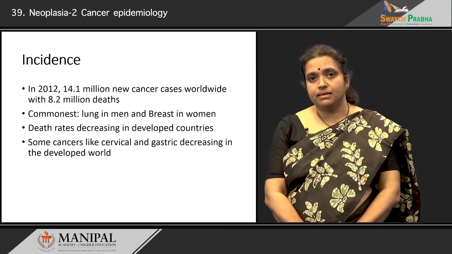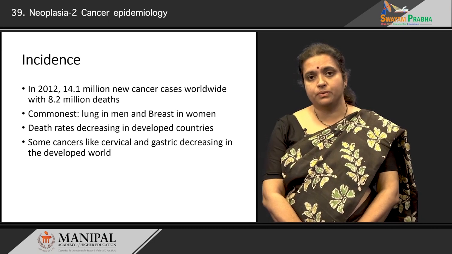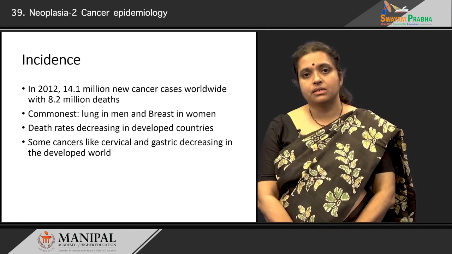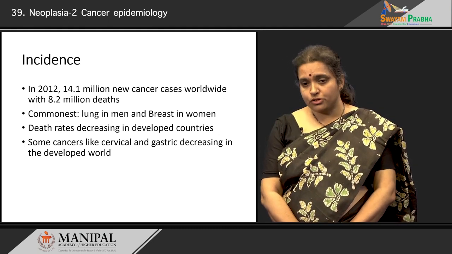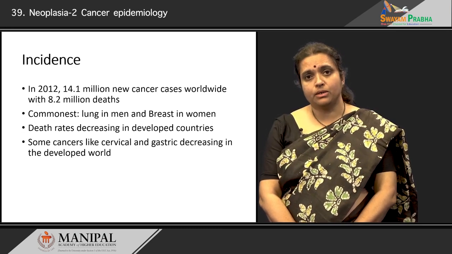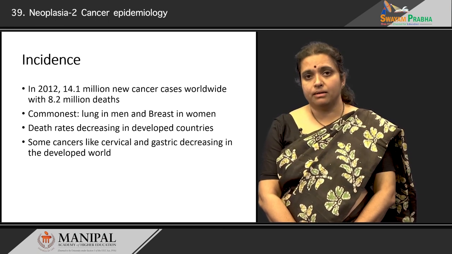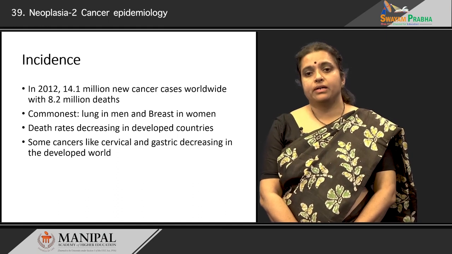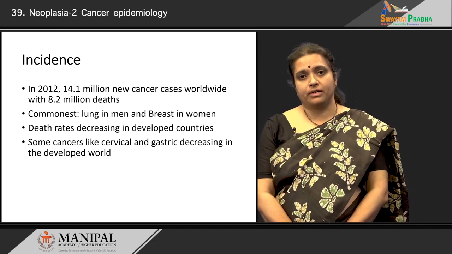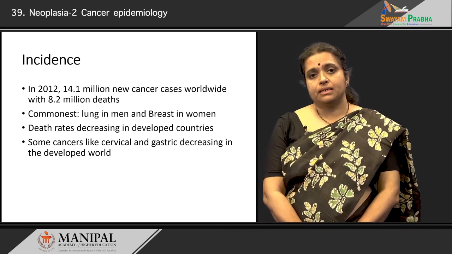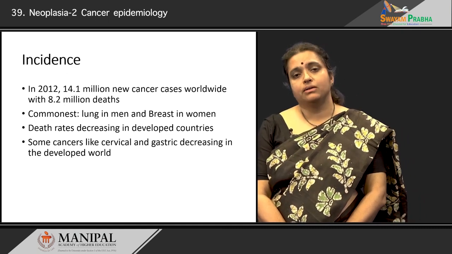Now, the death rates have been decreasing in the developed world. This is because of many reasons. These cancers are picked up early in those parts of the world. They have better economic conditions. They have different cancers. So, the death rates have been decreasing. Some cancers like those of the cervix and stomach are decreasing quite a bit in the developed world. This is because, as you know, cervical cancer has a screening program in those parts of the world, and they are picked up very, very early and can be treated. Whereas, the same cannot be said about countries like India, where cancer mortality is still very, very high. And it is projected that by 2035, we will have nearly double this number of cancer cases, or even more.